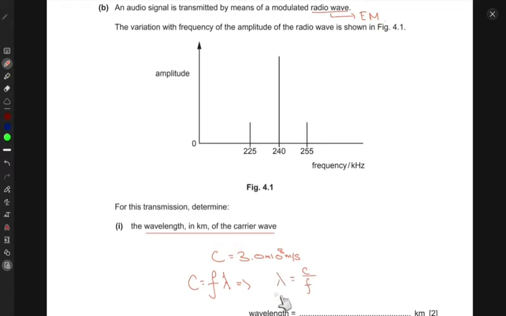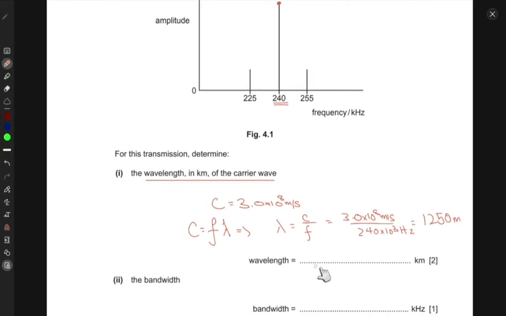Now corresponding to the wavelength, we have the maximum amplitude, which means the frequency read off here is 240 kilohertz. So this would be 3.0 times 10 raised to power 8 meters per second divided by 240 times 10 raised to power 3 hertz, which gives me 1250 in meters, and in kilometers this would be 1250 divided by 1000. So this would give me 1.25 kilometers.